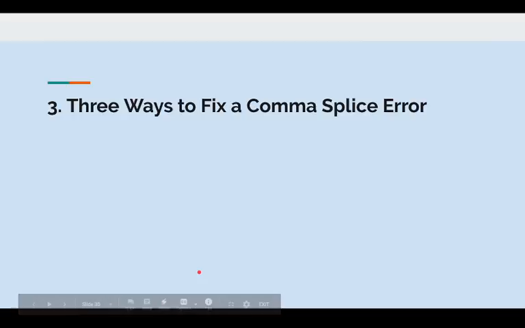And the last topic I want to go over is a little quick tip kind of thing. It's not really a big grammatical topic, but it's just 3 ways to fix a comma splice error.